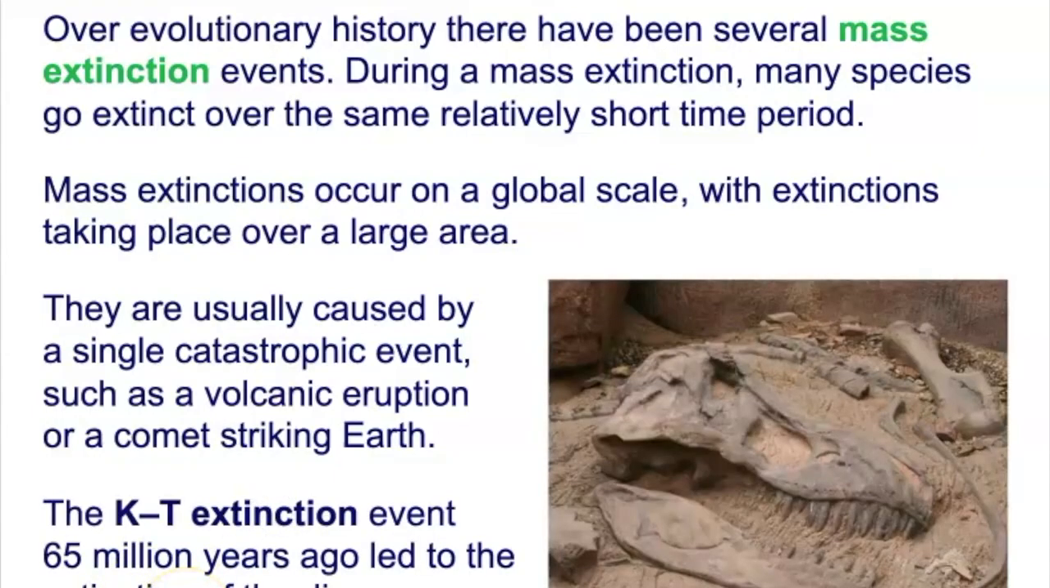The KT extinction event 65 million years ago led to the extinction of the dinosaurs. The KT extinction led to the loss of around 75% of the Earth's plant and animal species. It is thought to have been caused by an asteroid that hit Earth and led to changes in global weather patterns. Evidence suggests the asteroid caused a prolonged period of cold weather, while dust and ash emitted into the atmosphere by the impact reduced the amount of sunlight reaching the Earth, affecting photosynthesis, and thereby changing many populations of organisms.